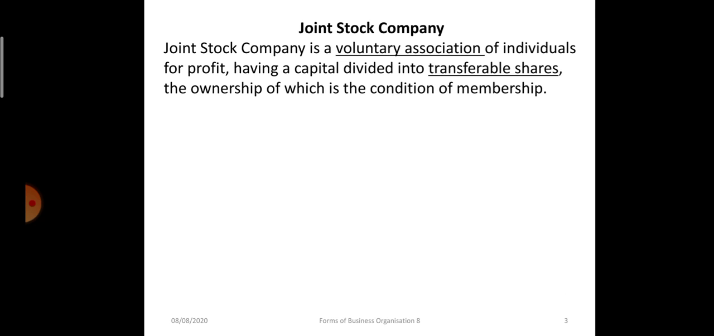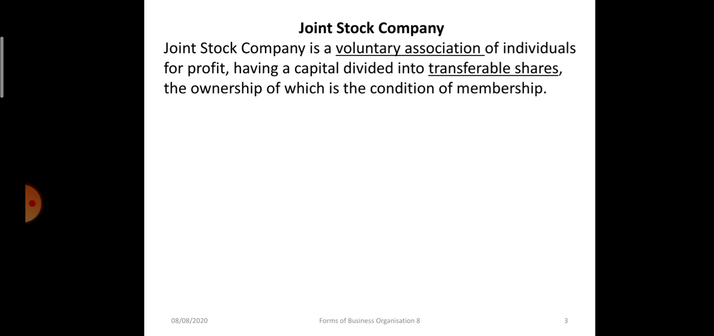Now, this joint stock company form of organization is a voluntary association of individuals who come together to undertake a business activity. Business activity means it is done on a regular basis and with the objective of earning profit. So they all come together, they contribute capital. The total capital requirement of the company is divided into small equal units which can be easily transferred. These units are known as transferable shares, the ownership of which is one condition to become a member of joint stock company.